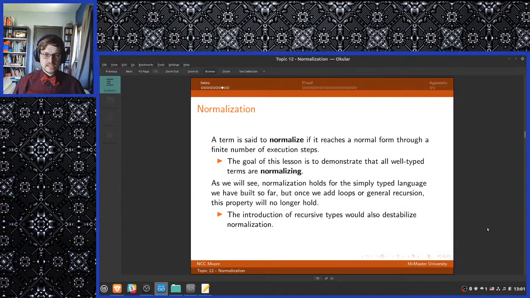As we will see, normalization holds for the simply typed language we have built so far, but once we add loops or general recursion, this property will no longer hold. Well, if we were to add loops or general recursion, because we're not going to do that in this class. Basically, next week and at the end of this week, because normalization is going to take us 2 lectures, not 3, we're going to be talking about errors and error handling, and we'll have covered the entirety of parts 1 and 2 of Pierce, except for a few bits in the middle.